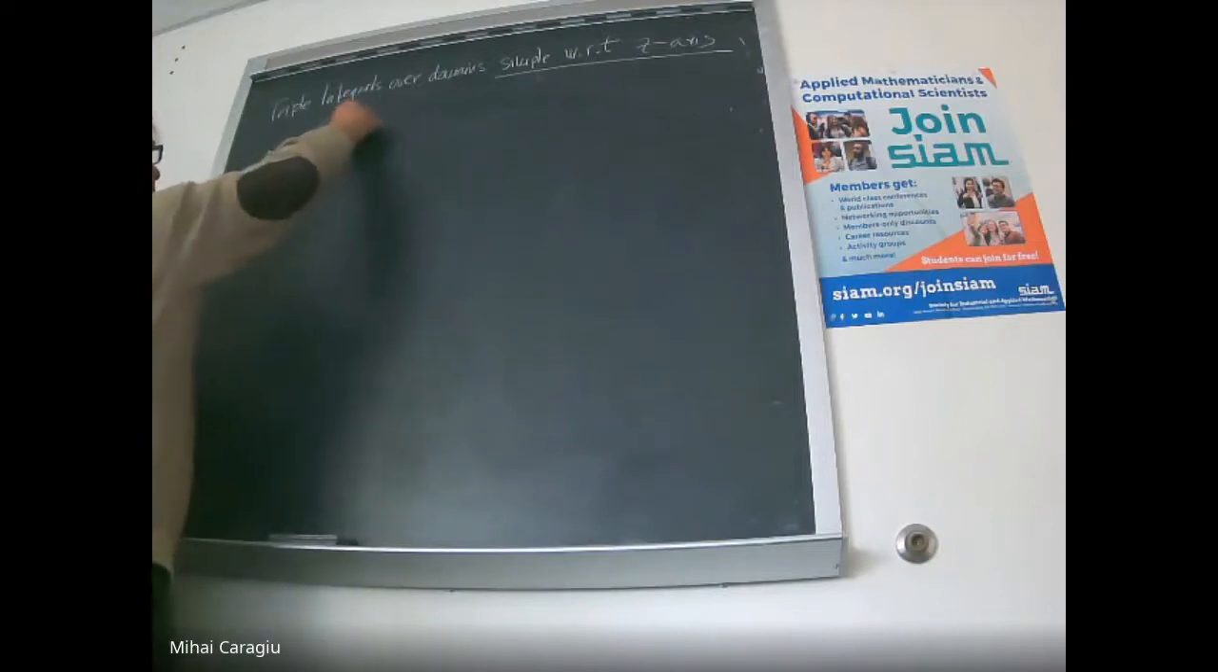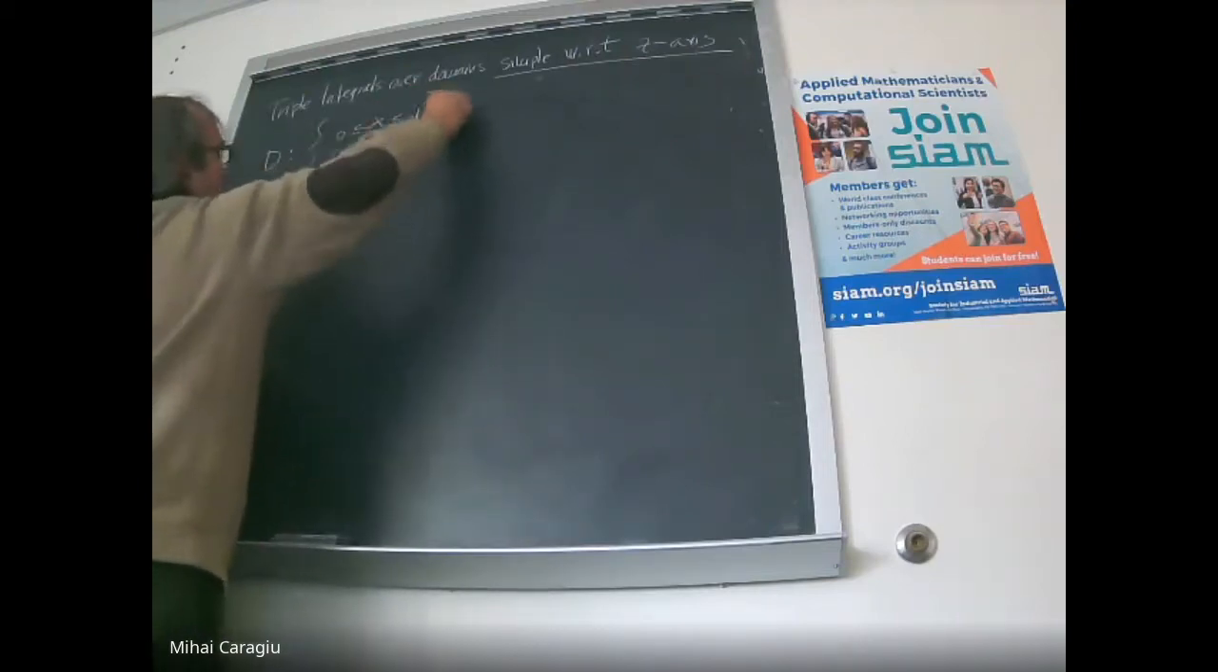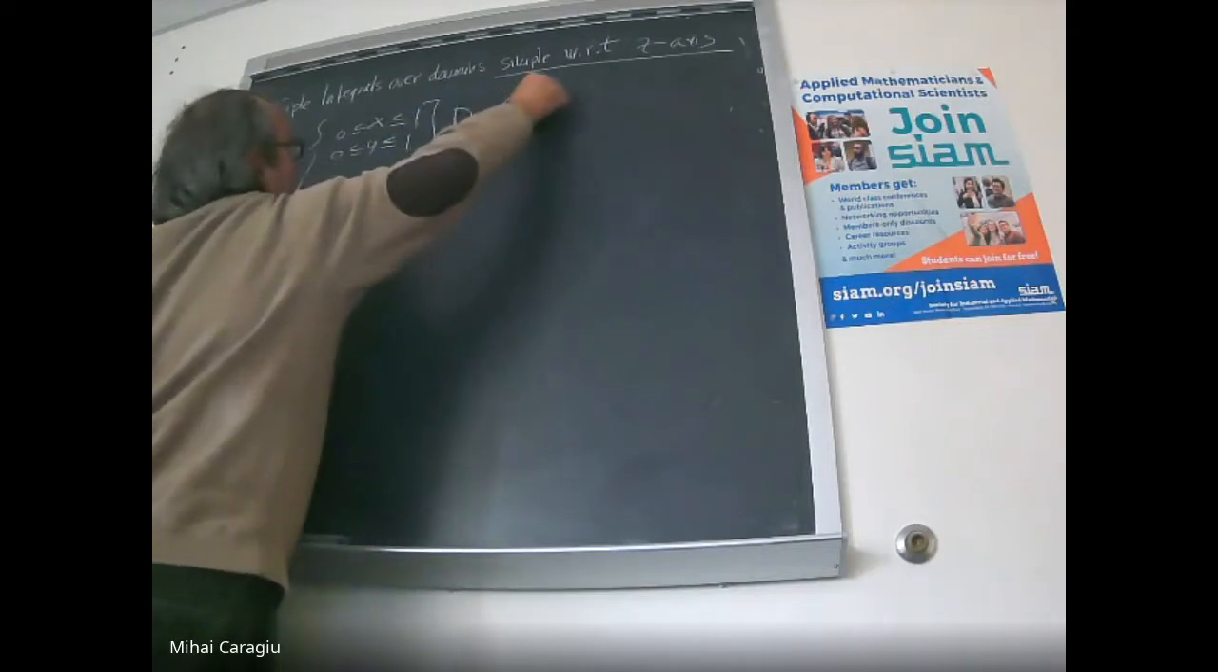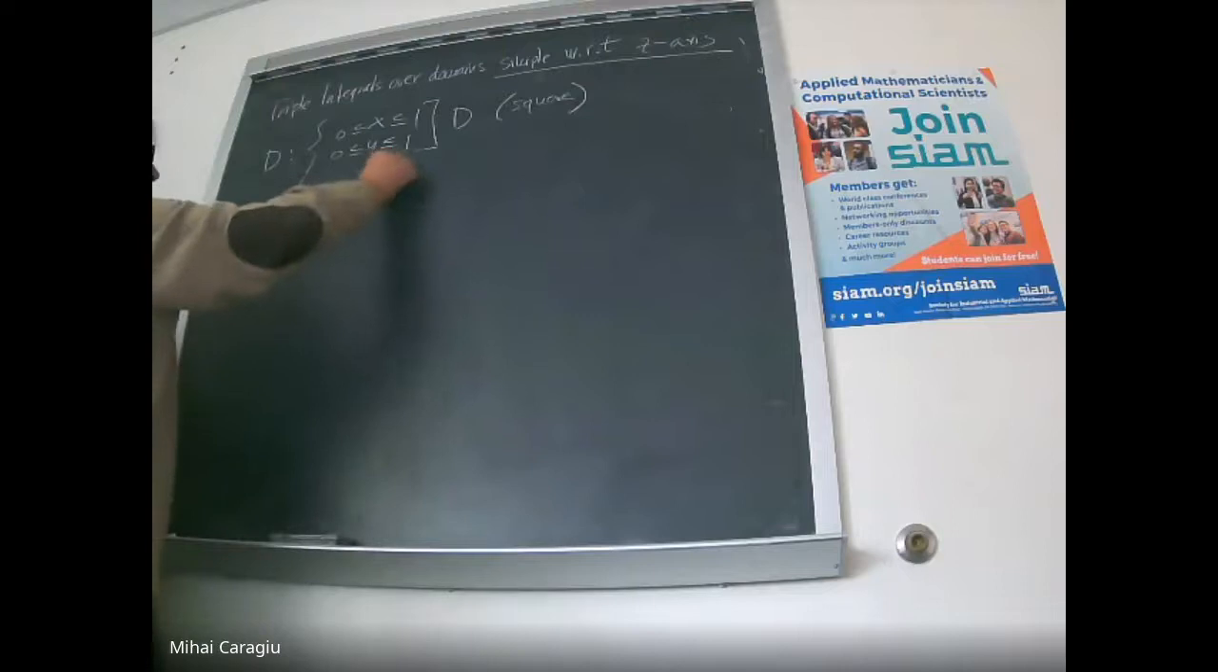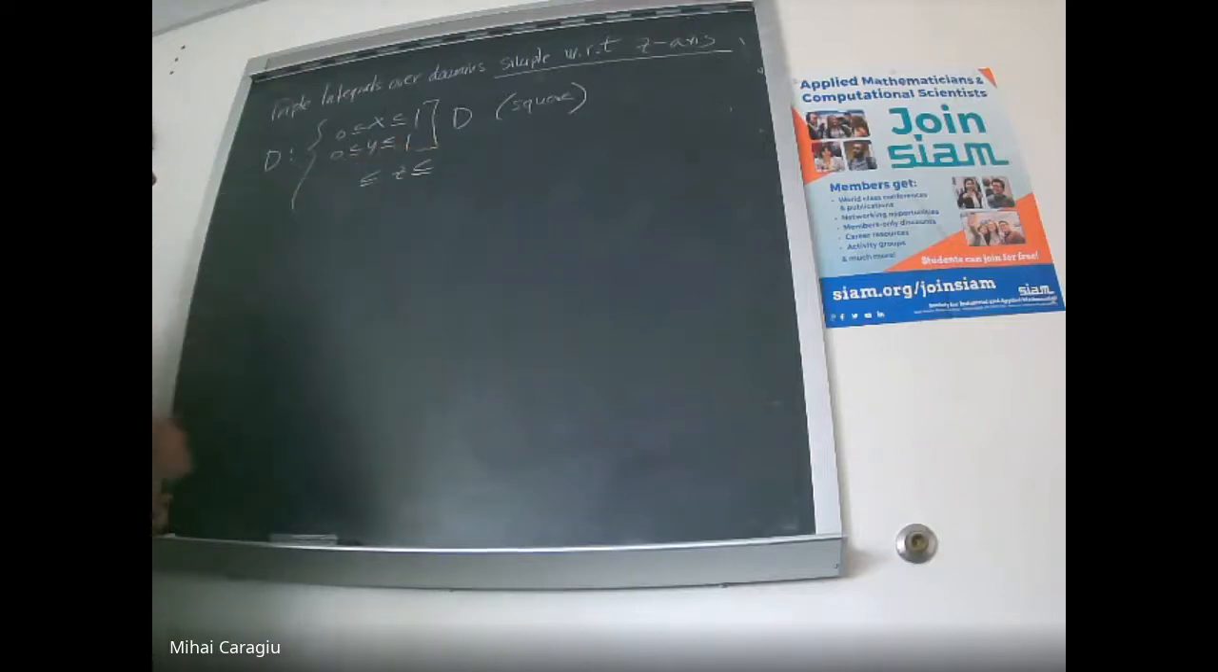So let's see, D is the following. Let's say x is between 0 and 1 and y is between 0 and 1, like a square. So this will be D. And then z is between, this is the lower surface paraboloid, so z is greater than or equal to x squared plus y squared.